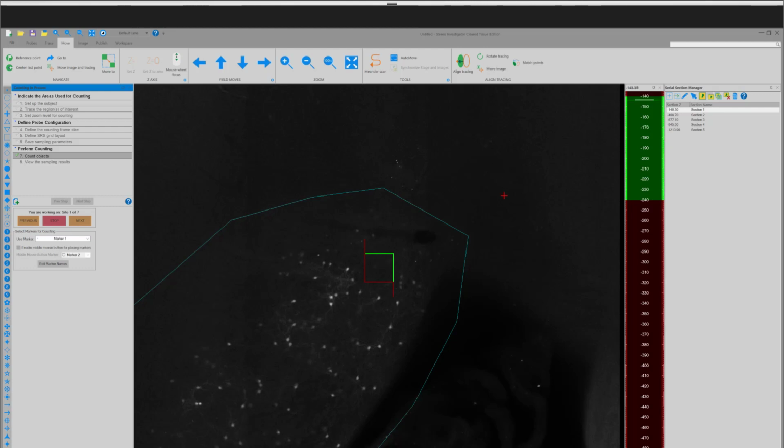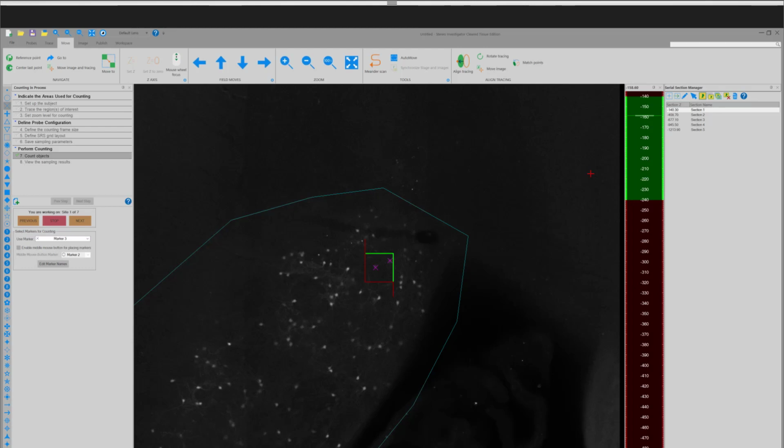I don't see any white dots in there right now. So I'm focusing down through the Z, and I'm looking to see if a cell top comes into focus. And I can see a cell top coming into focus. I can see 2 cell tops coming into focus. So I'm going to mark this cell top and this cell top.